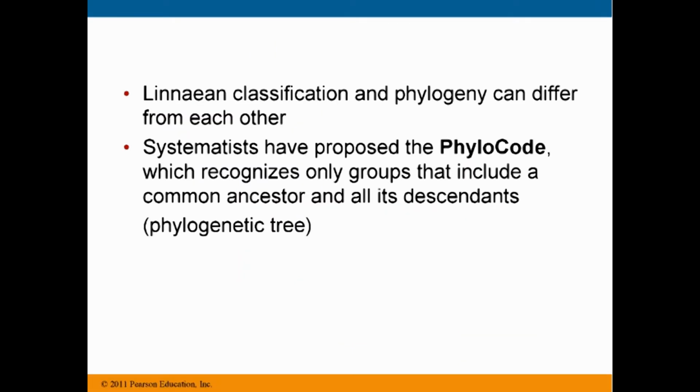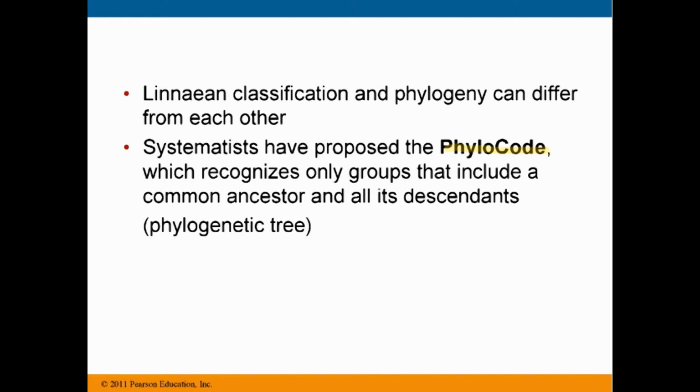Linnaean classification and phylogeny can differ from each other. One thing I want to impress upon you with this chapter is that it's kind of a difficult chapter to cover. There are so many different ways to make evolutionary trees, so many different ways to make taxonomic trees, and so many different ways to show relationships. Systematists have proposed something called the PhyloCode. We'll highlight that, the PhyloCode.